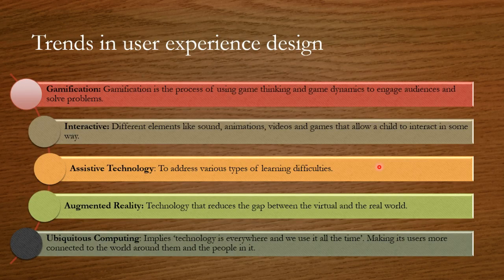So what are the trends in the user experience design? Some of them are gamification, where game thinking techniques are used to engage the audience and to solve problems. Then interactive techniques like sounds, animations, videos are used to interact with the end users. Then assistive technology, for example avatars, are used to guide throughout the application. Then augmented reality, which actually reduces the gap between the virtual and the real world. Then ubiquitous computing, where it's considered that technology is everywhere and we use it all the time.